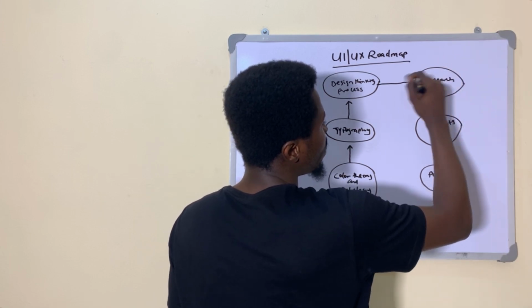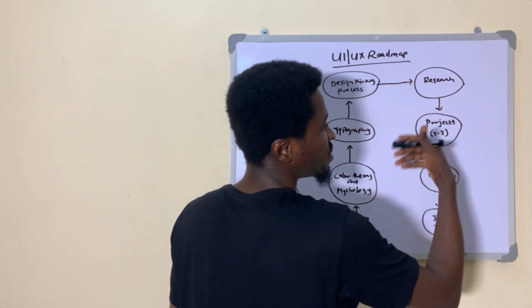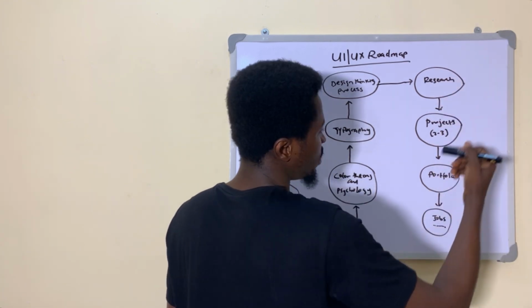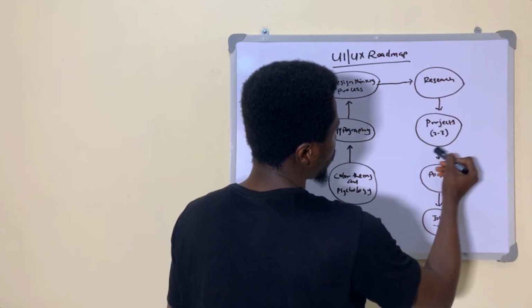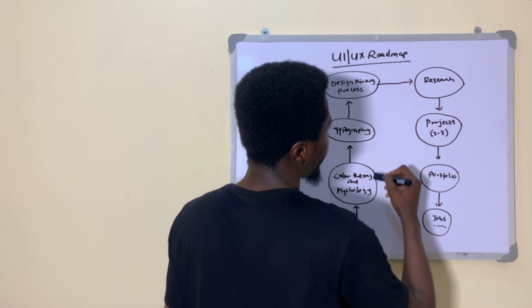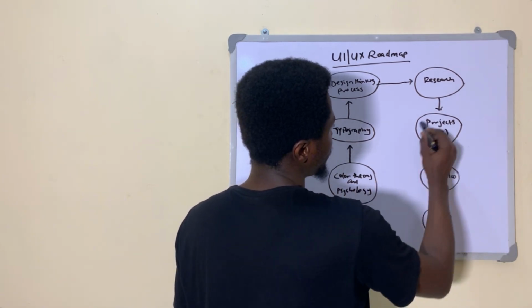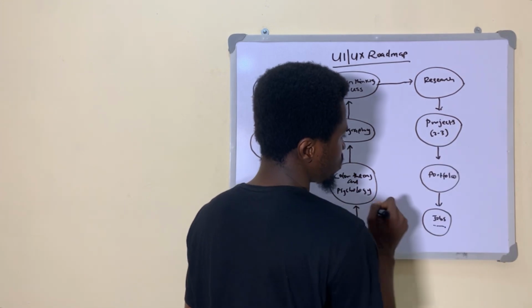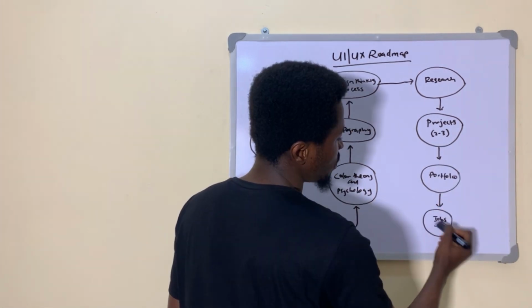You make sure to learn the types of research, which is quantitative and qualitative research, and how to analyze results when they come in. After research, you work on 2 to 3 projects. This will help you apply all that you have learned. And after working on these projects, create a portfolio that will house the projects you've worked on. And then after that, you start looking for jobs.